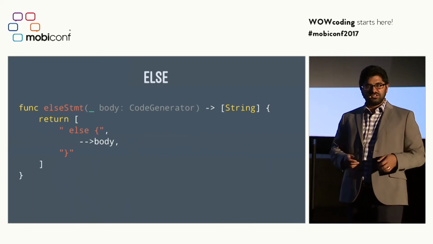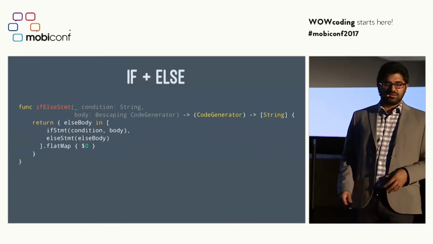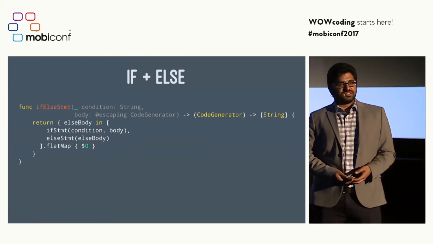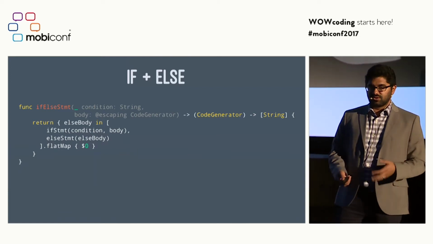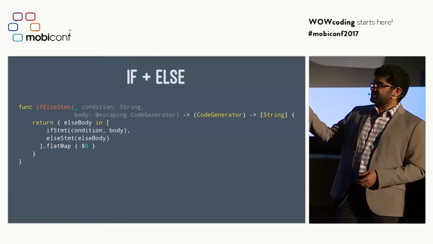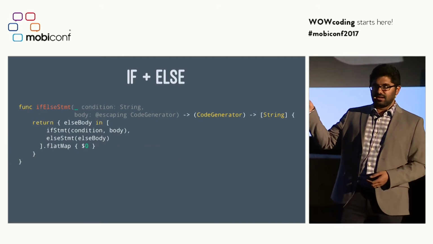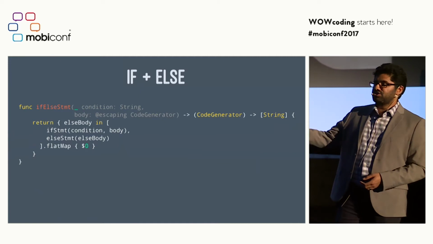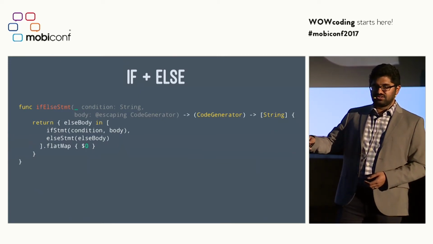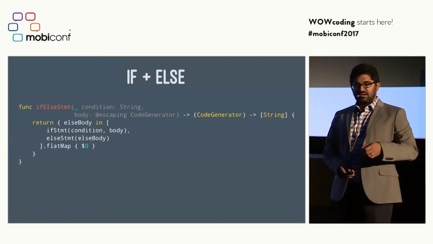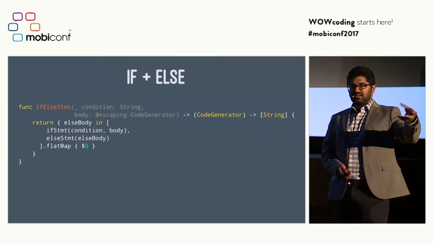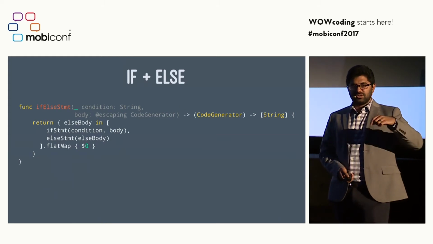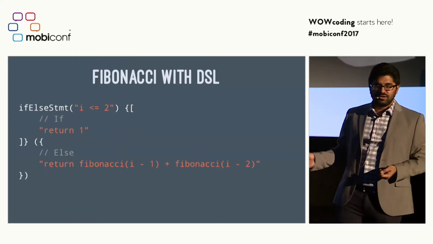But since these are sort of small building blocks, we can use them to compose more interesting functions like if-else. If-else is a little bit more complex, but I'll walk through it. It's a function that takes the if statement condition and body, but it returns a function that takes a code generator as an argument. What that means is that the result of the if-else statement is a function that takes an argument, which in turn takes the else block. This is probably clearer with an example, if you look at this.